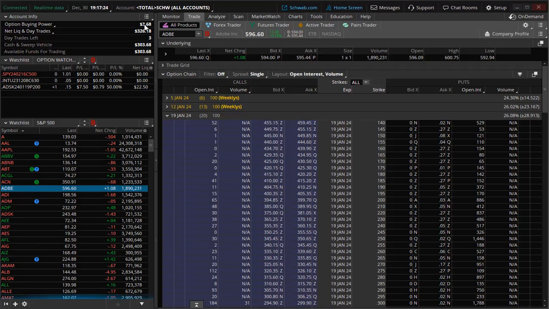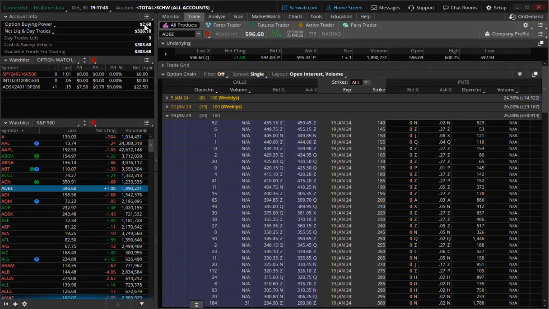With margin accounts, you're limited to how many same day in and out trades you can perform during the week unless you have $25,000 or more in your account. Because of these restrictions, I use my cash account almost exclusively.